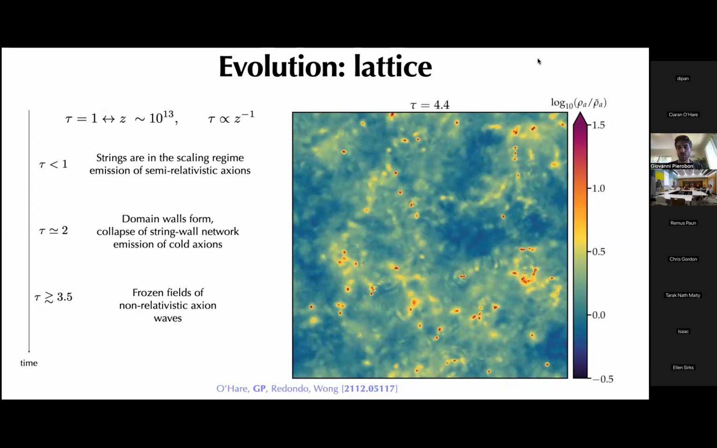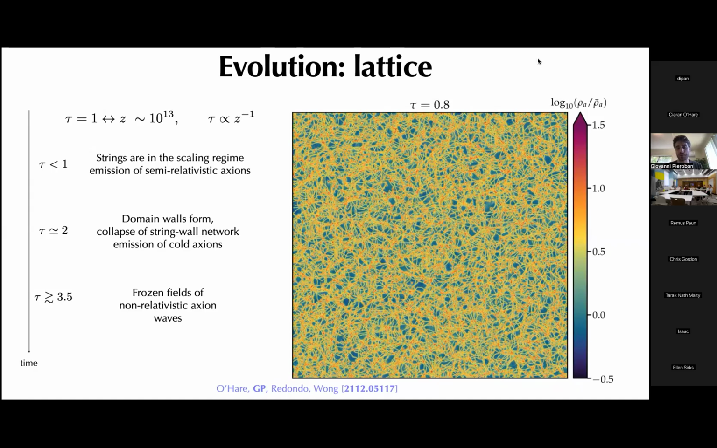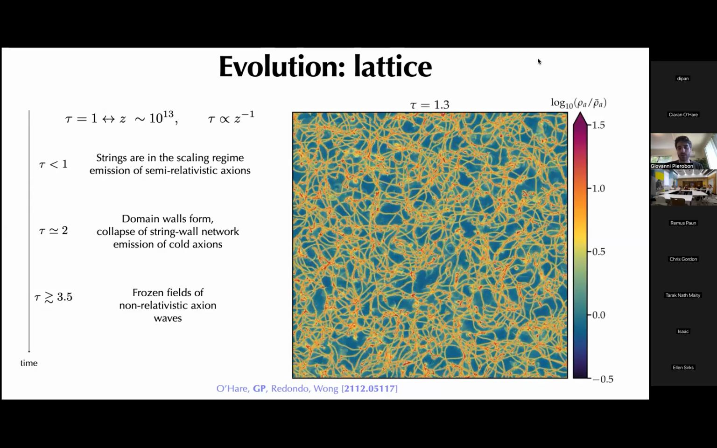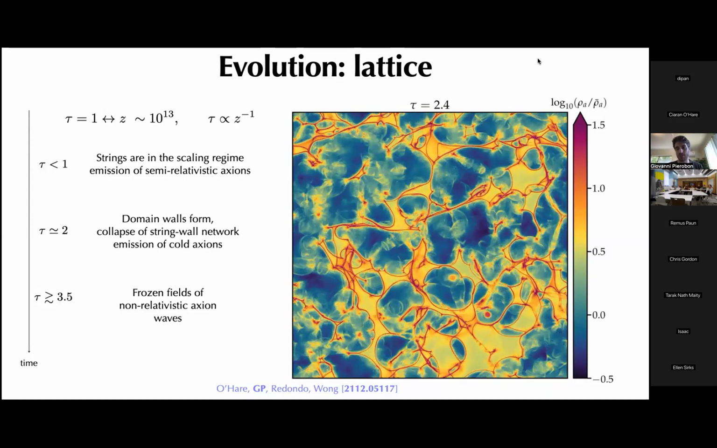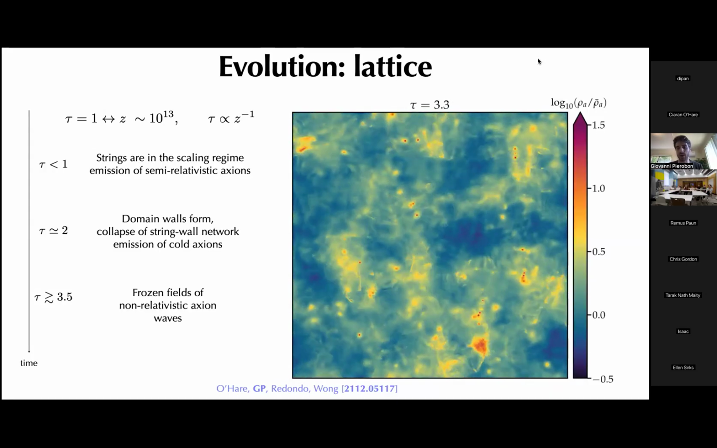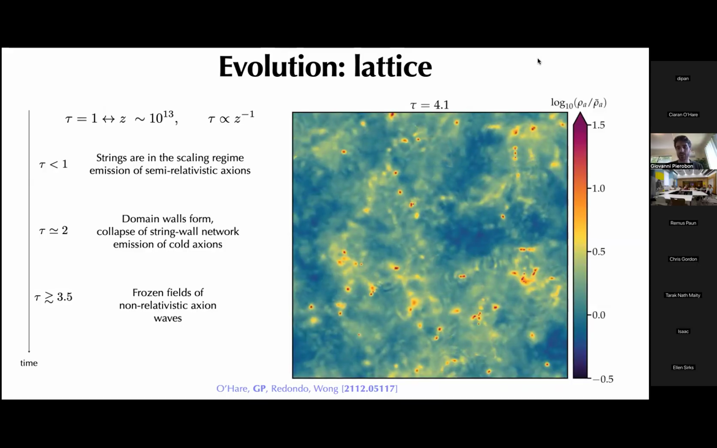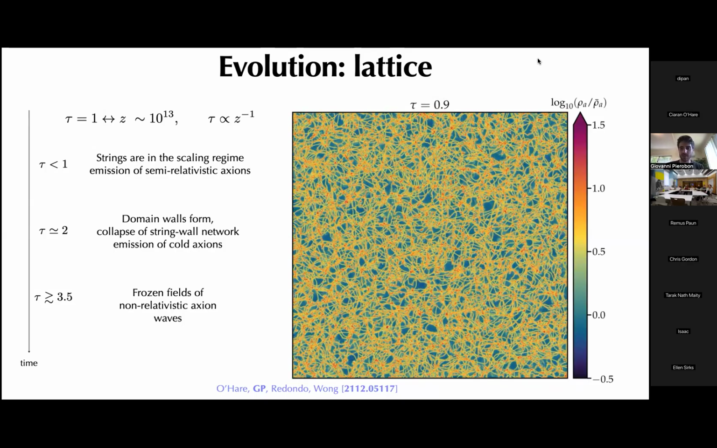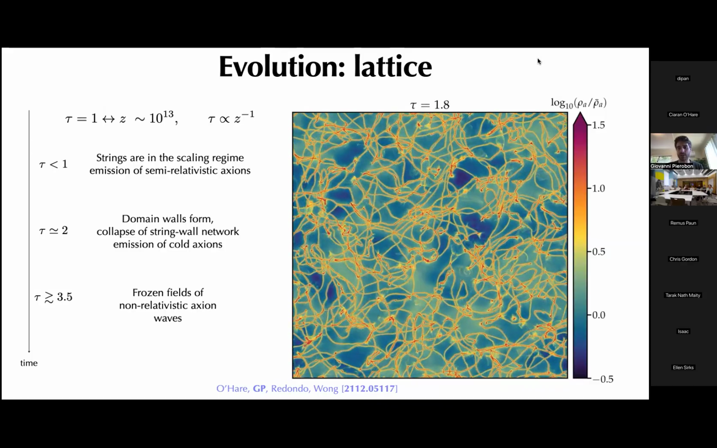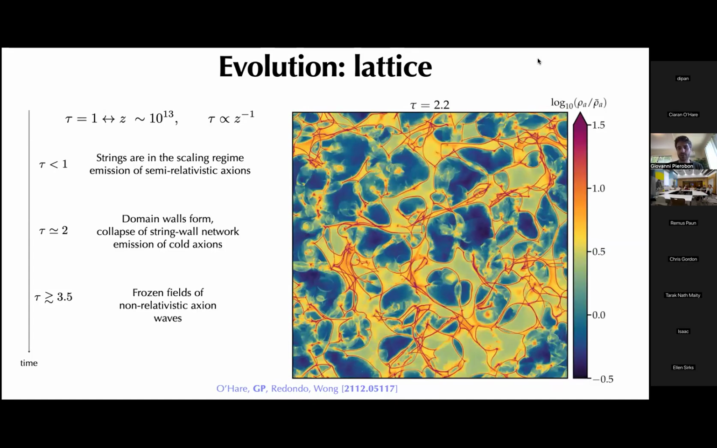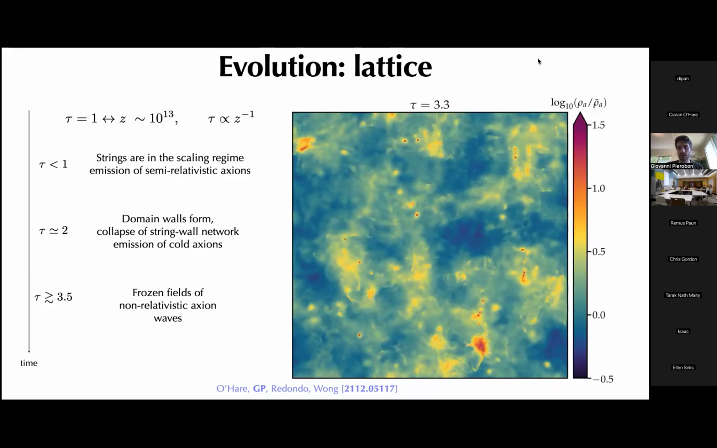But if your domain wall number is larger than 1, as happens in some of the UV complete models, then you need to introduce a bias in order to destroy the string-wall network. Otherwise, you have the domain wall problem, right? They would end up dominating the energy density today. So we're picking the vanilla scenario, N equal 1, where everything collapses, so they're not around. But that's not the full story. So yeah, thanks for pointing that out.